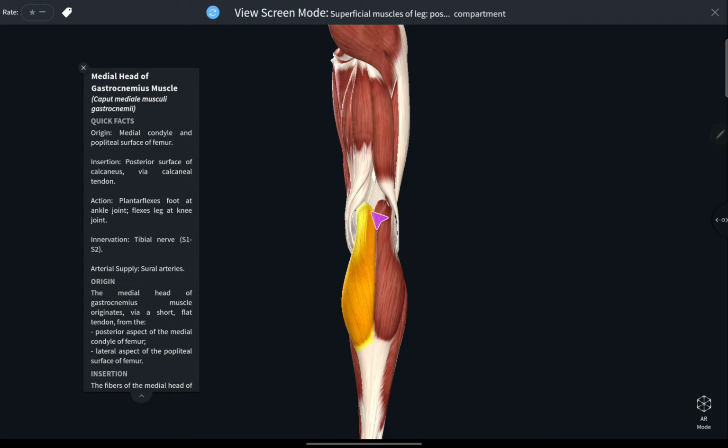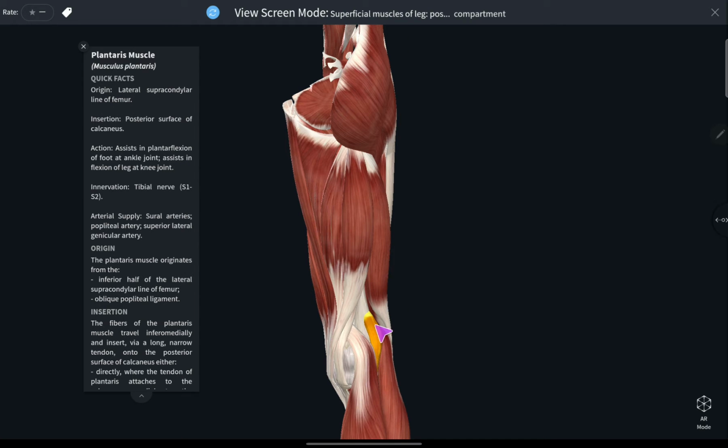So this is the medial head of the gastrocnemius, originating from the medial condyle of femur. The rest, insertion, action and innervation are the same. So this is a small muscle, the plantaris muscle, and it originates from the lateral supracondylar line of femur, and it goes and inserts to the posterior surface of the calcaneum, and it is innervated by the tibial nerve, and its action is to assist in the plantar flexion of foot at ankle joint and assist in the flexion of leg at knee joint.